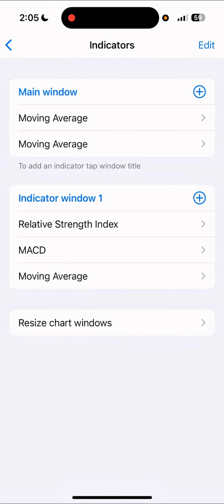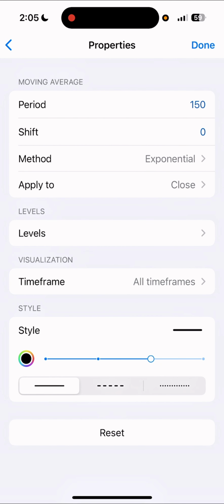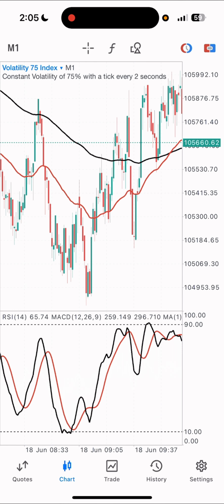In the indicator section, you can see we have a double moving average on the main window. We have a moving average on indicator window 1, RSI, and the MACD. Now, first of all, you go over to the moving average. You want to put the period on 150, shift 0, method exponential. You apply to close. Style 3 pixel, black color. After that, you click on done.